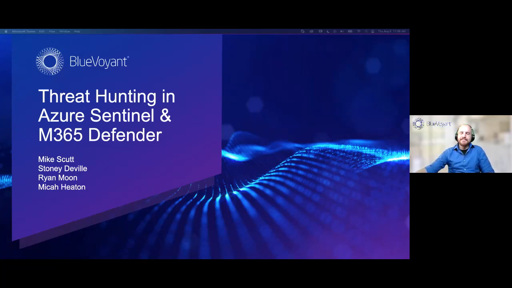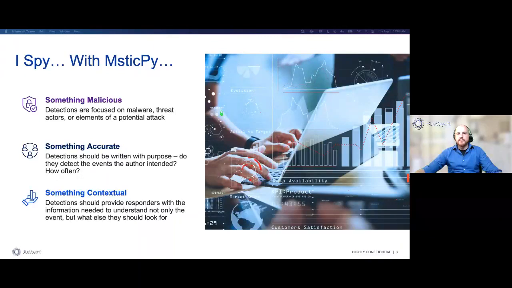Appreciate it, Micah, and I'm pleased to be joined by two of my colleagues, Ryan Moon and Stoney DeVille, who are content engineers with BlueVoyant in building out our detection library and automations, as well as a number of supporting functions for Azure Sentinel and M365. We'd like to kick off the presentation today with a bit of insight into how we write our analytics and how we approach detection. And as we were considering this topic, we found it pretty important to have a foundational understanding of the different types of detections that we write before we dive deep into threat hunting. There are a lot of building blocks that go into the foundation of our threat hunting program here, so we want to ensure that everyone can follow along.